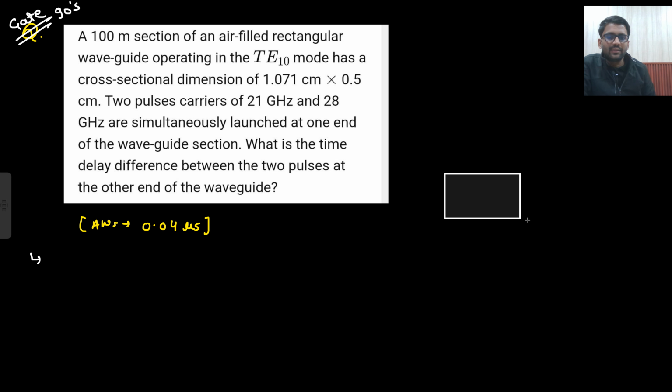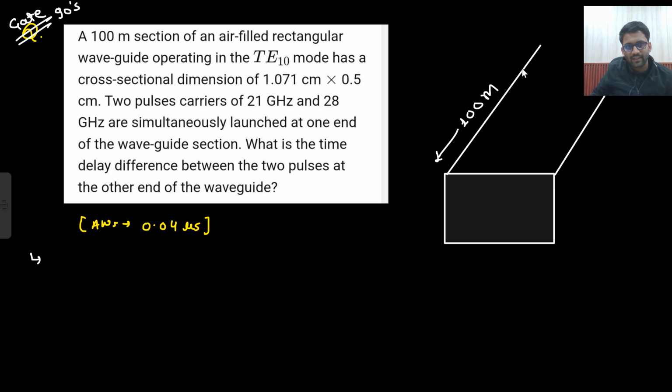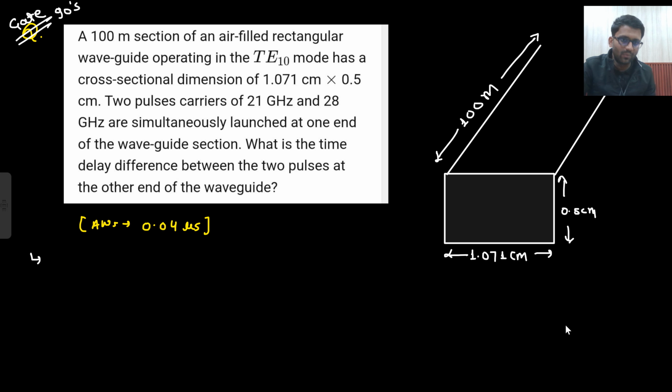So what they mean to say is that this is your waveguide. This is your x dimension, this is your y dimension. There would be a z dimension as well. What they are saying is that this length is 100 meter, so the waveguide is 100 meter long. In the cross section, the larger length is 1.071 centimeter. So this is your A and this is your B. And the mode that is being propagated is the TE10 mode.